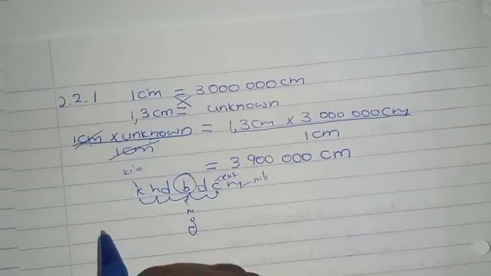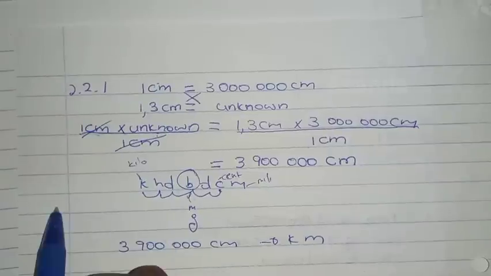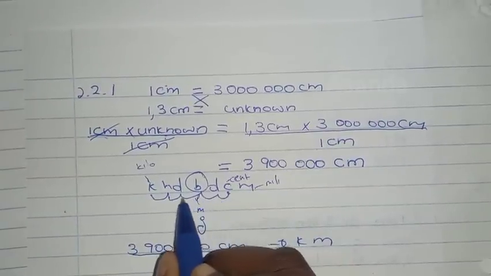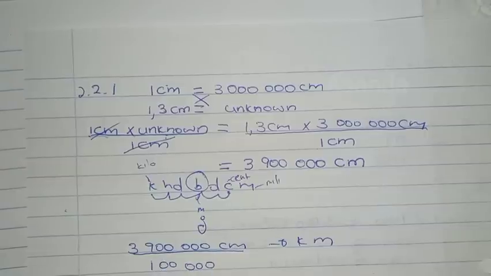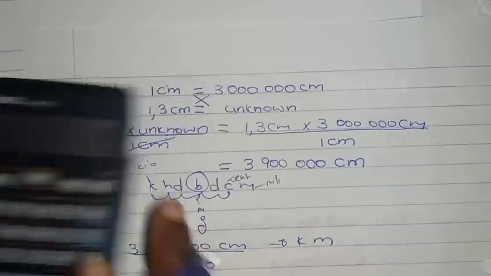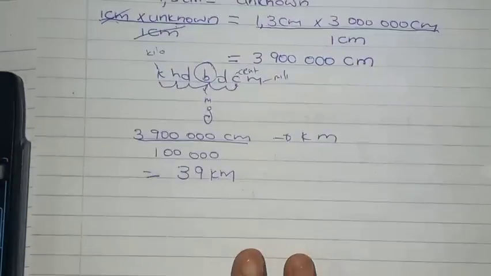Okay, so 3,900,000 centimeters. I'm changing to kilometers. So what I'm going to do is I'm going from the small to big. Therefore, I have to divide by 1, 2, 3, 4, 5. Okay, that's 1 and 5 zeros. So now I'm just going to divide that by 100,000, and that is 39 kilometers.